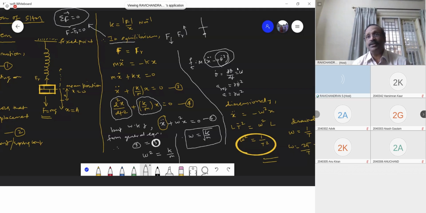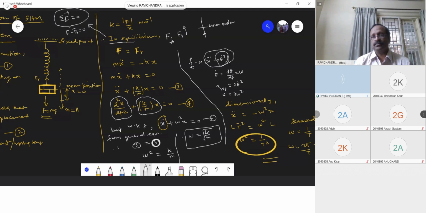At what position, one of the students has asked, is the body in equilibrium? Every point, it is in equilibrium. This point is called the mean position, but during its motion, everywhere the upward force is equal to the downward force. Remember that. At every point during its motion, the upward force must be equal to the downward force.